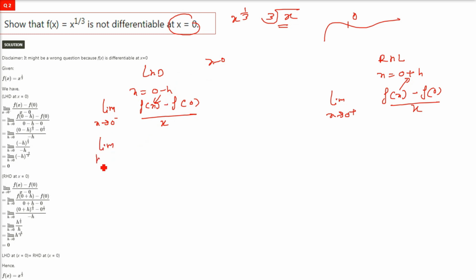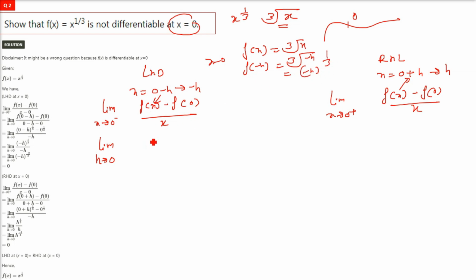So the limit will change. Limit h tends to 0, it will be f(x), just put x as 0 minus h. So it will be f in place of 0 minus h, it's just minus h only. 0 plus h is simply h. Okay. So f(x), what is this? Third root of x. So when we replace this, f(minus h) will be third root of negative h, and negative h to the power 1 by 3 it is eventually.